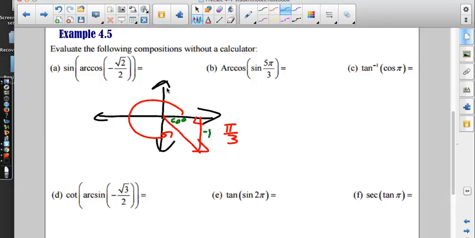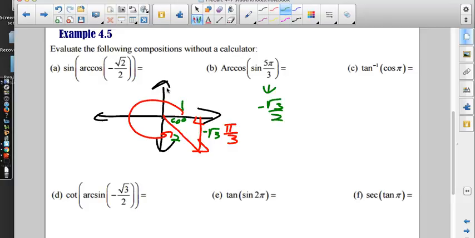So this will be our negative square root of 3. This will be our 1 because it'll be opposite the 30-degree angle, and this will be our 2. So the sine of 5 pi over 3 would be opposite over hypotenuse. So this is really negative square root of 3 over 2.